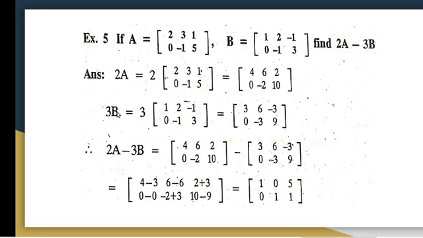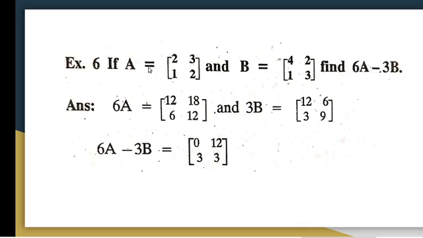Similarly, we can find 3B by multiplying 3 with matrix B. So, we will get another matrix as 3B. Then how can you find 2A minus 3B? From this matrix, we have to subtract 3B. Just use the subtraction rule. Simply subtract the elements in their corresponding places. You have to subtract 4 minus 3 as the first element, then 6 minus 6 as the second element. In the same way, you have to subtract all the elements in their corresponding places. And finally, we will get 2A minus 3B as the final matrix. So, this is the way of combination of multiplication of a matrix by a scalar and subtraction operation.